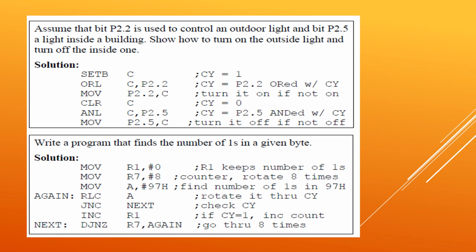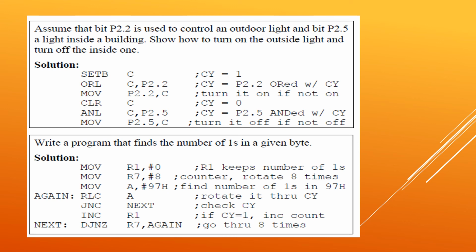Now next we have written CLR C. So the carry bit is now clear, and we are doing an AND operation. What do we want? The inside light we compulsorily want to turn off. When we wanted to make it compulsorily on, we used the earlier OR operation by setting carry, and now we want to make the inside light compulsorily off. That means we want 0 there always. So what are we doing? We are ANDing 0 with P2.5. P2.5 is a pin where the inside light is connected. It is connected, so that switch is there as if.